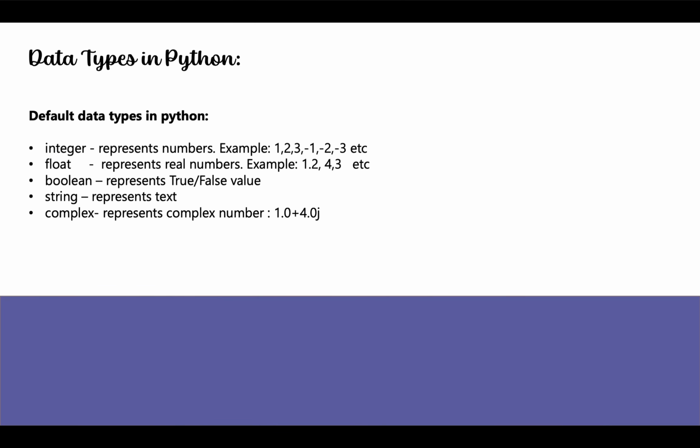Let's first take a look at the default data types in Python. They're integer, float, boolean, string, and complex. Integer represents numbers like 1, 2, 3, minus 1, minus 2, minus 3. Float represents real numbers. Boolean represents true or false value and string represents text, while complex represents complex number which has real as well as imaginary part.